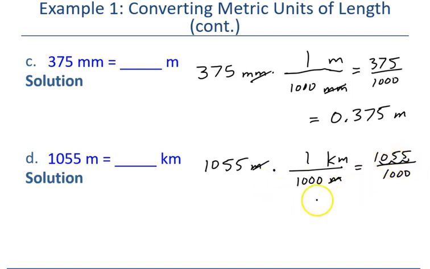And so I know now that 1,055 meters actually equals 1.055 kilometers. All right, so let's continue on. Let's look at another little example here.